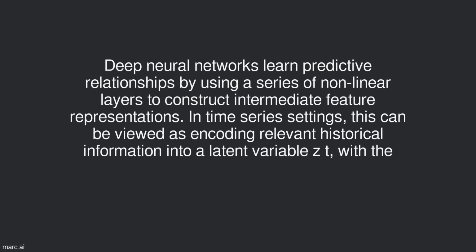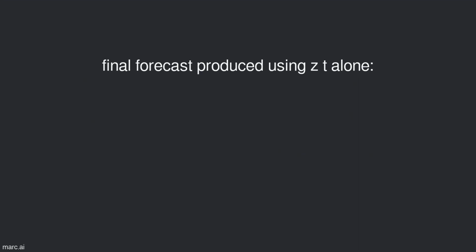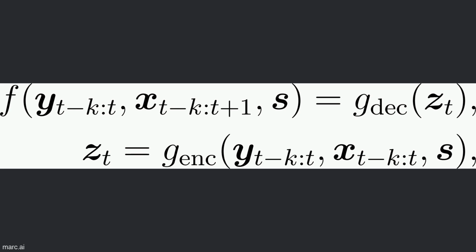Basic building blocks. Deep neural networks learn predictive relationships by using a series of nonlinear layers to construct intermediate feature representations. In time series settings, this can be viewed as encoding relevant historical information into a latent variable z_t, with the final forecast produced using z_t alone, where g_enc and g_dec are encoder and decoder functions respectively. These encoders and decoders hence form the basic building blocks of deep learning architectures, with the choice of network determining the types of relationships that can be learnt by our model. In this section, we examine modern design choices for encoders, as overviewed in the figure, and their relationship to traditional temporal models.